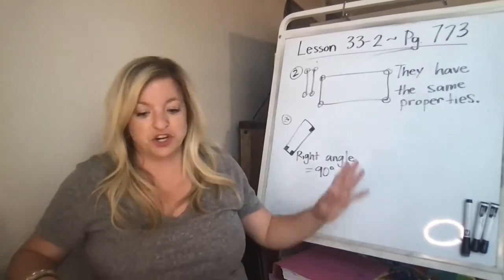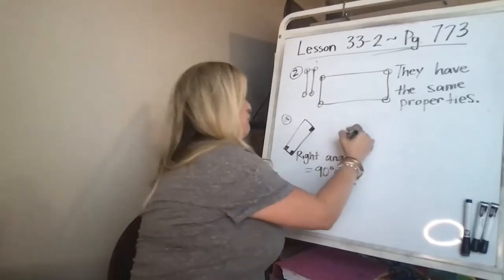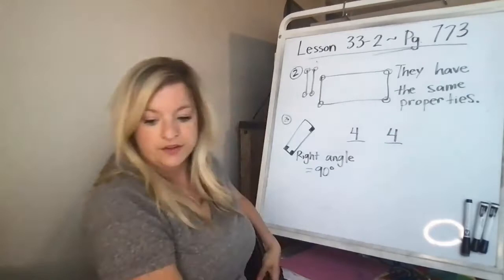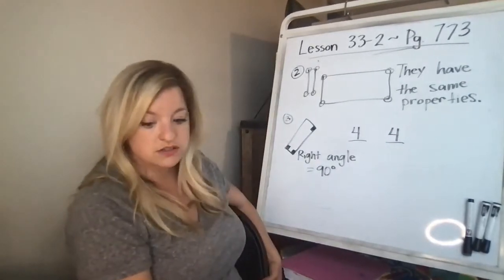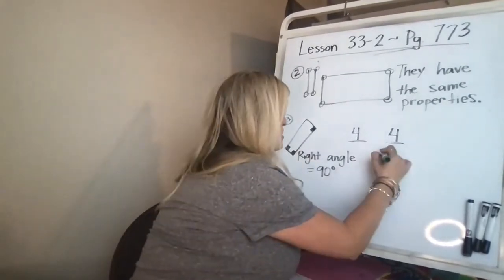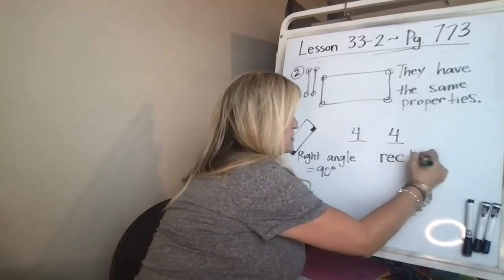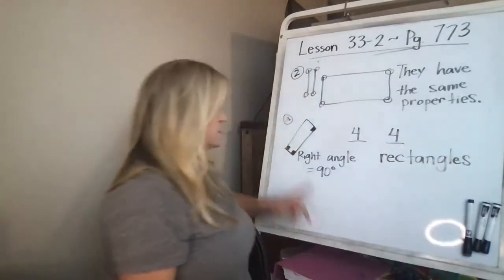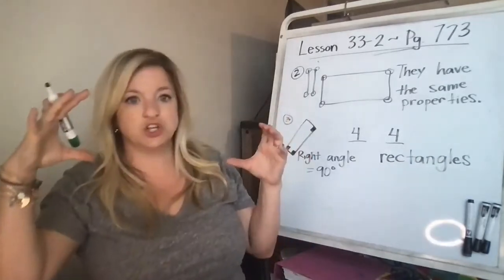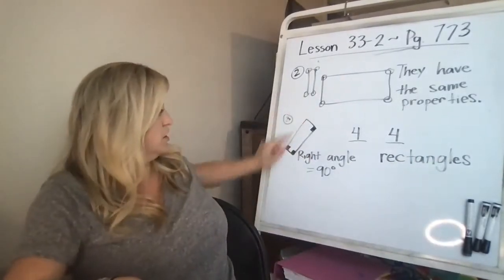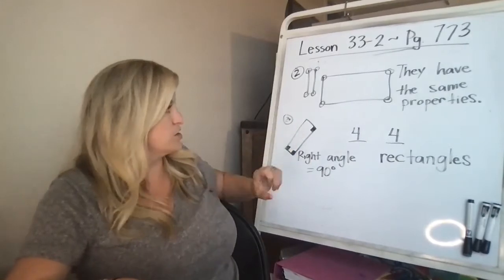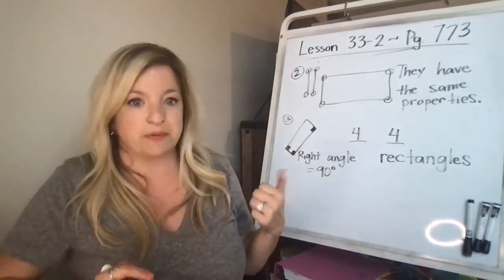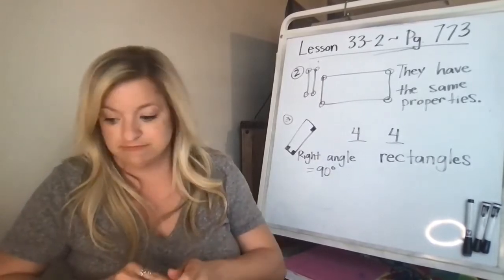Okay, so you're going to put in, they have 4 sides and 4 square corners. These shapes are rectangles. These are rectangles where 2 sides are longer, 2 sides are shorter, but they have these right corners. They can make a square in the corners. Okay, and a right angle, remember, is 90 degrees.